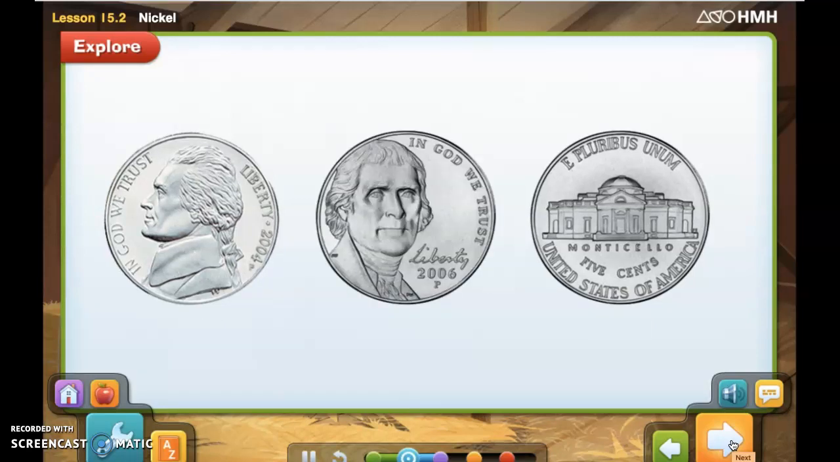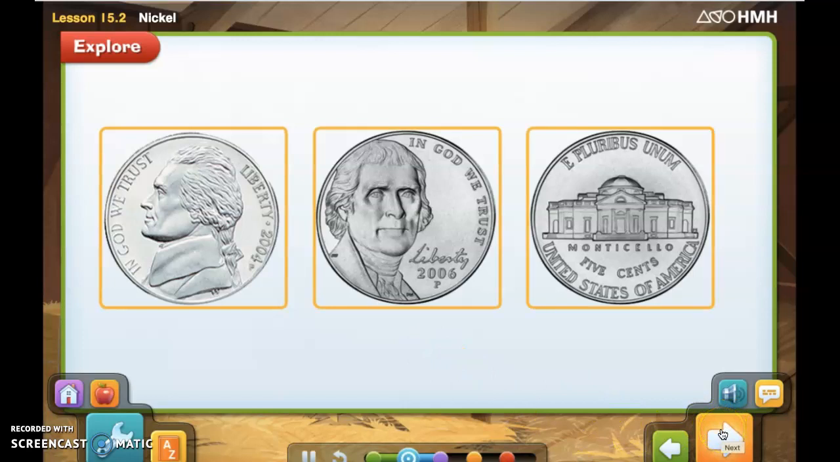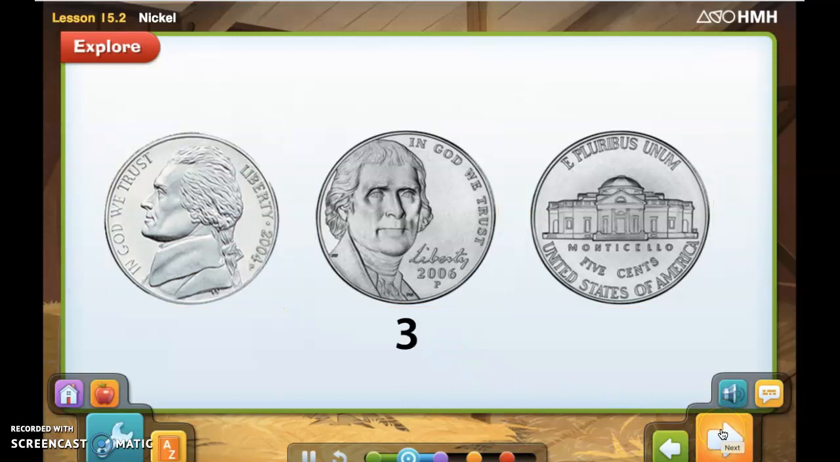You can count nickels one by one, just like you count with counters. How many nickels do you see? 1, 2, 3. There are 3 nickels.